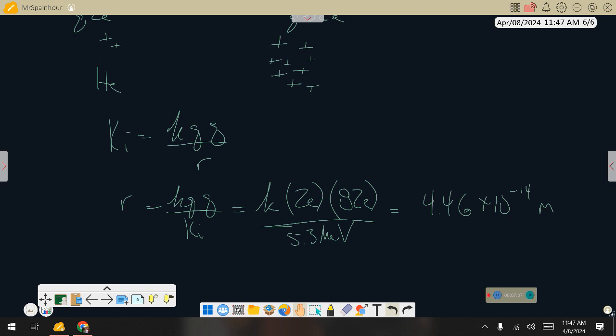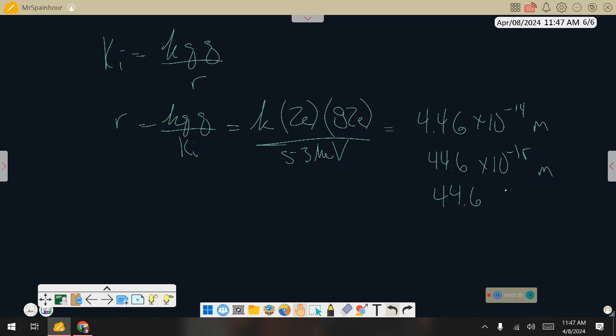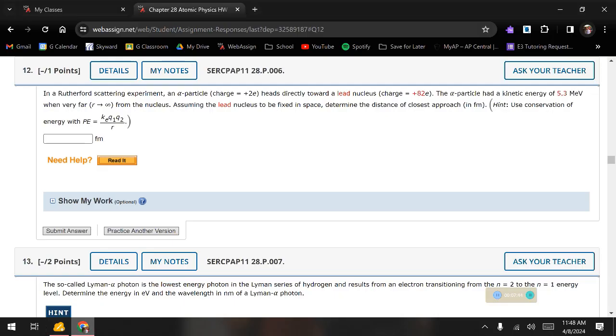To get to -15, do I have to go up or down? Go down. -15 is smaller than -14. So I go down by 1 decimal place. If I just made this side go down by 1 decimal place, what do I need to do over here? You would make it get bigger by 1 decimal place. Yeah. And so now we have 44.6 femtometers. For me, anyway. Let me check to make sure I'm right.